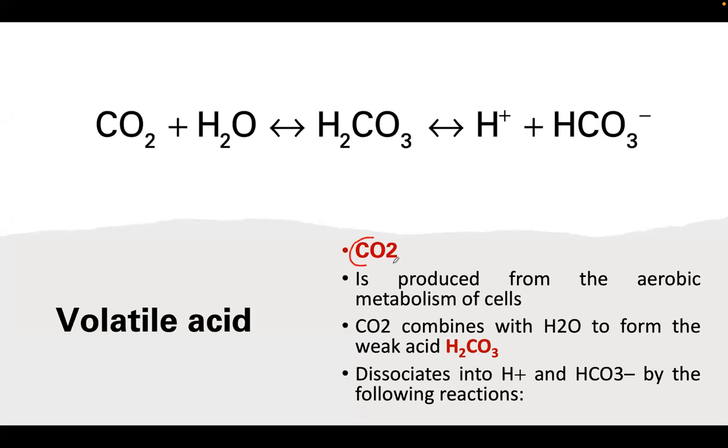The most important volatile acid that you have to bring with you to the boards is going to be carbon dioxide. In basic biology, we are taught that we inhale oxygen and we expel carbon dioxide. From a human physiology perspective, it's actually more complex than that. Carbon dioxide is produced from the aerobic metabolism of cells. Now, can anyone tell me what is the product of aerobic glycolysis?